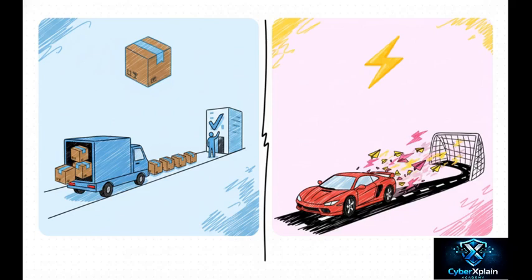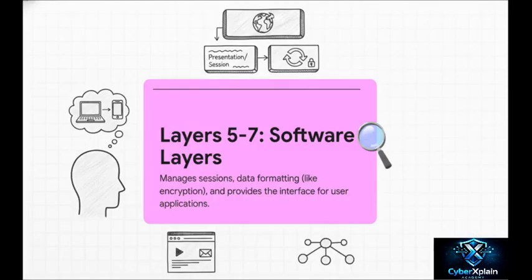Think of TCP like sending a registered letter. It's all about reliability. It needs a signature, it makes sure every single piece arrives, and it's confirmed. This is perfect for email or browsing a website. UDP, on the other hand, is like shouting a message across a crowded room. It's really fast, but you might miss a word or two. And that's totally fine for things like video streaming or online gaming, where a tiny glitch is way better than a long delay.